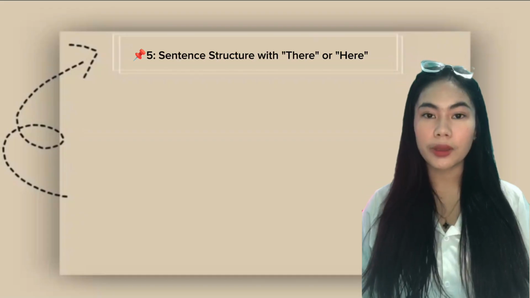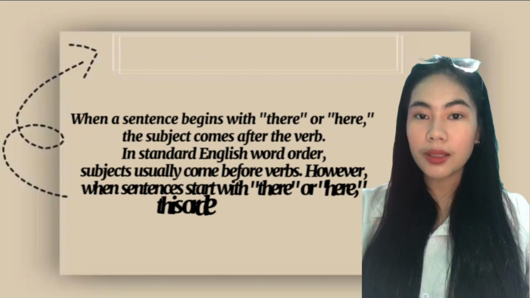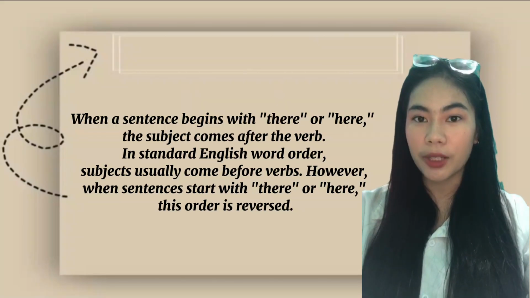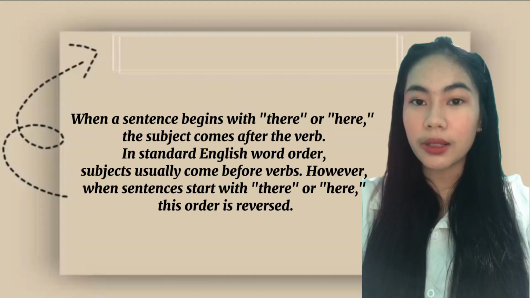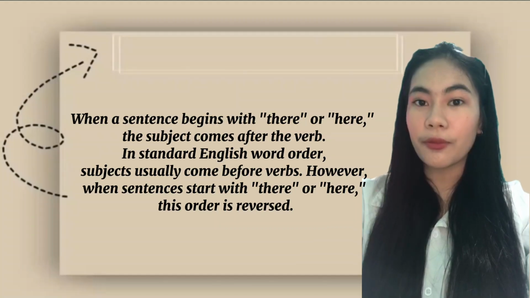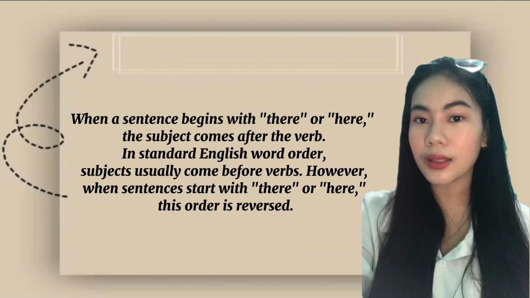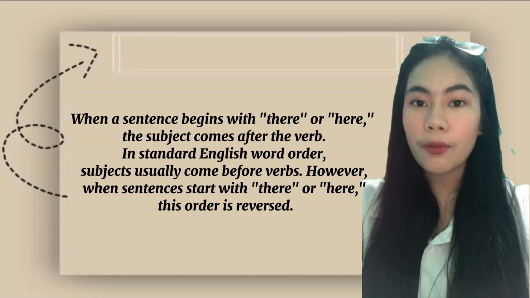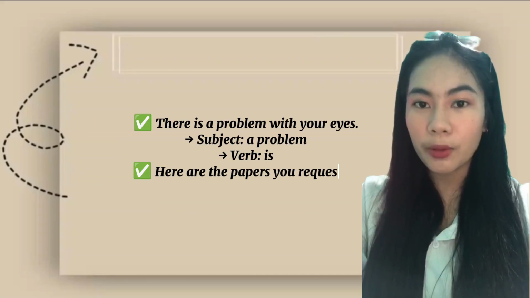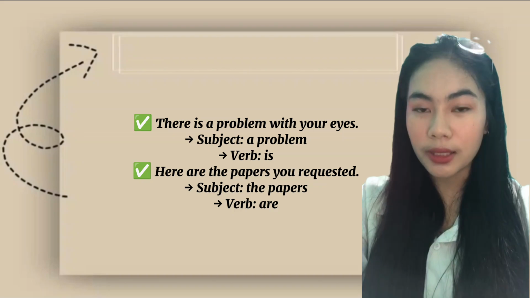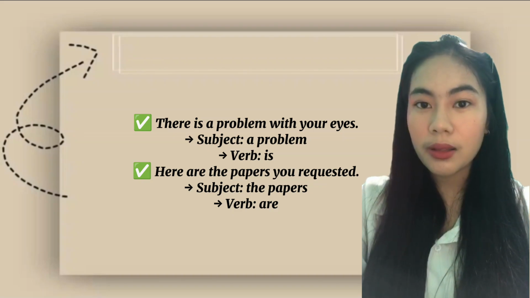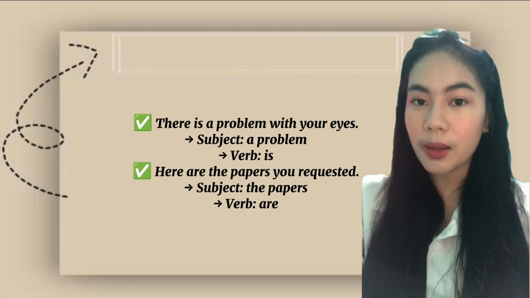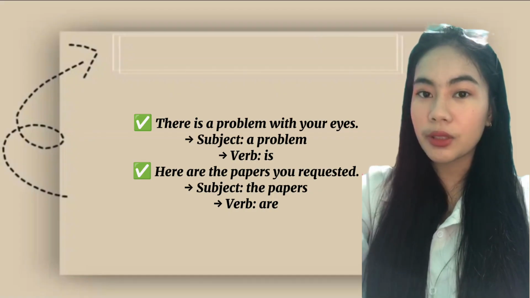Sentence structure with there or here. When the sentence begins with there or here, the subject comes after the verb. In standard English word order, the subject usually comes before the verb. However, when sentences start with there or here, this order is reversed. For example, there is a problem with your eyes, so the subject is a problem and the verb is is. And also another example: here are the papers you requested.